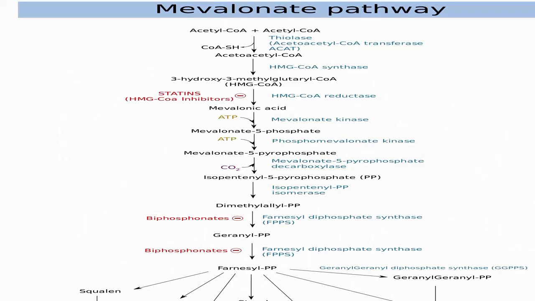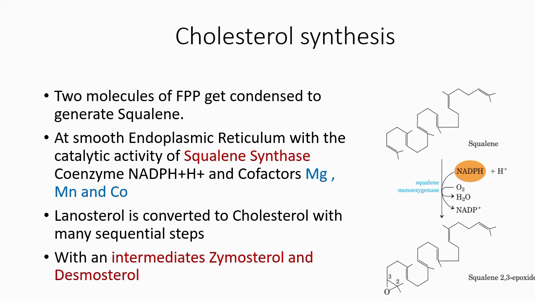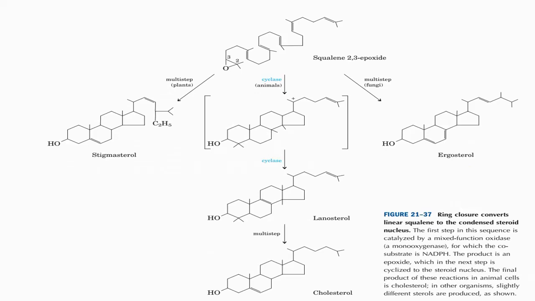First, we go down to formation of farnesyl pyrophosphate, and from farnesyl pyrophosphate we see also other things that can usually be produced. Now, synthesis of cholesterol from squalene: it undergoes some oxidation reaction to form squalene 2,3-epoxide, and this leads to formation of lanosterol, as we mentioned. In animals, we have lanosterol formation through some cyclization reaction and multiple steps to formation of cholesterol. And we said in fungi we have ergosterol, while in plants we have stigmasterol.